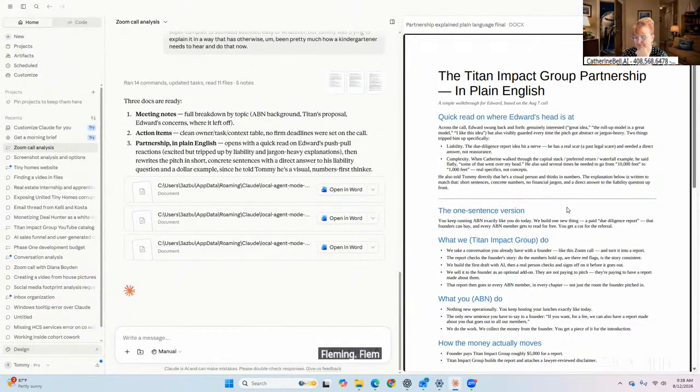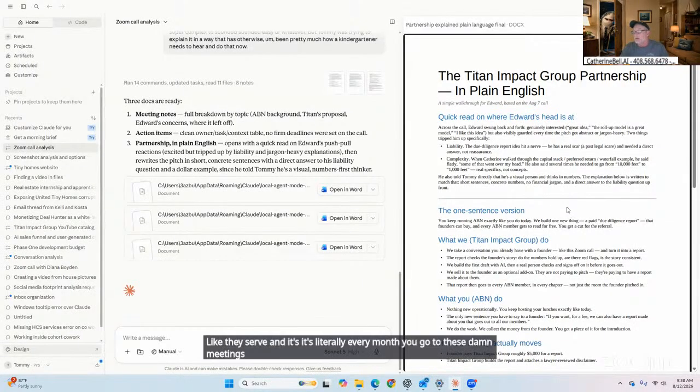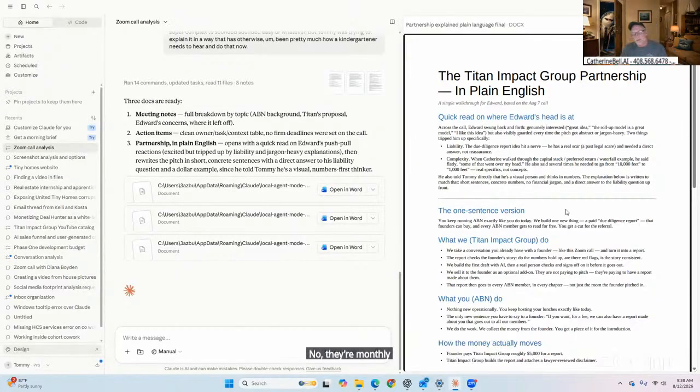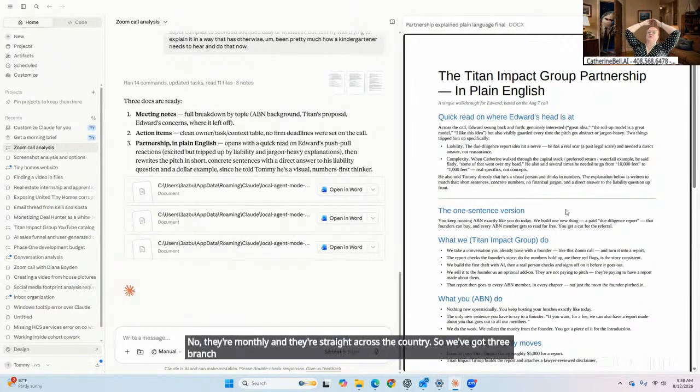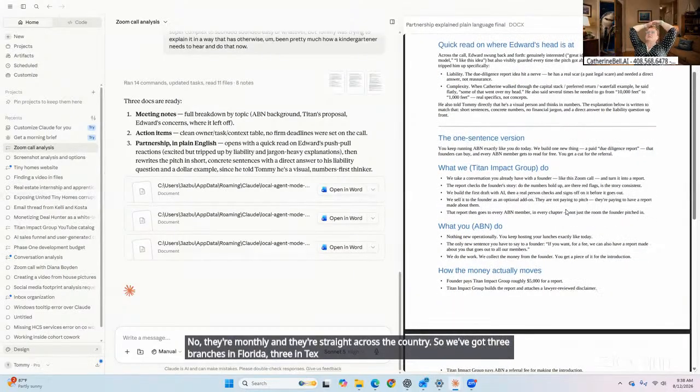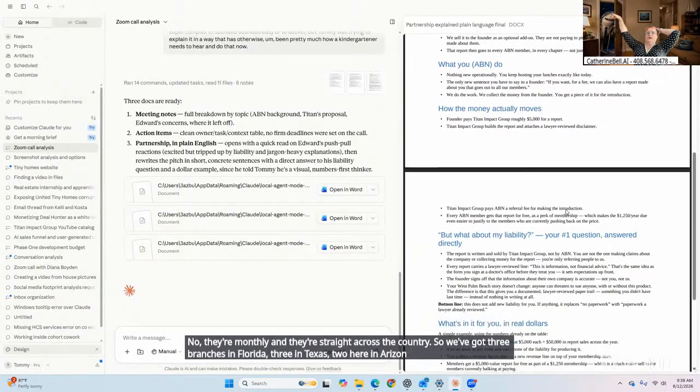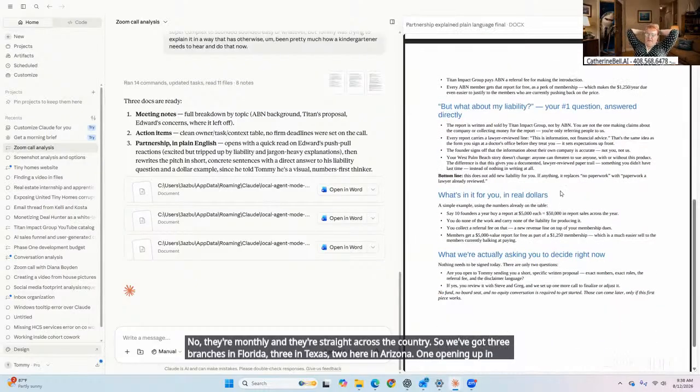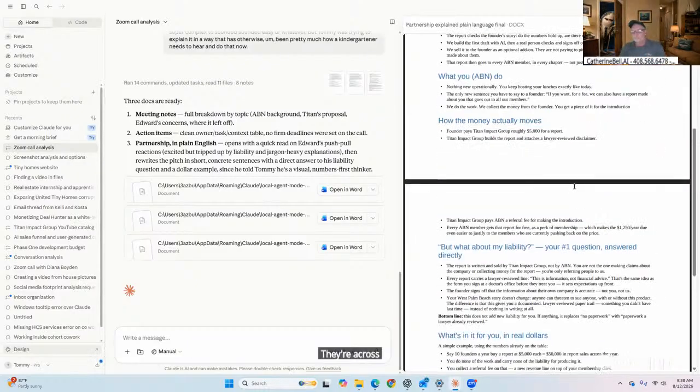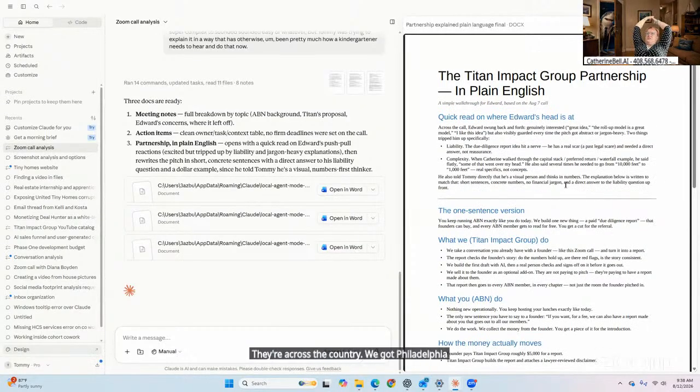Fleming's. Like, every month you go to these meetings and you're getting free steak dinners. Are they quarterly or monthly? I think they're monthly, and they're straight across the country. We've got three branches in Florida, three in Texas, two here in Arizona, one opening up in Vegas. We've got Philadelphia, Washington, DC, and New York.